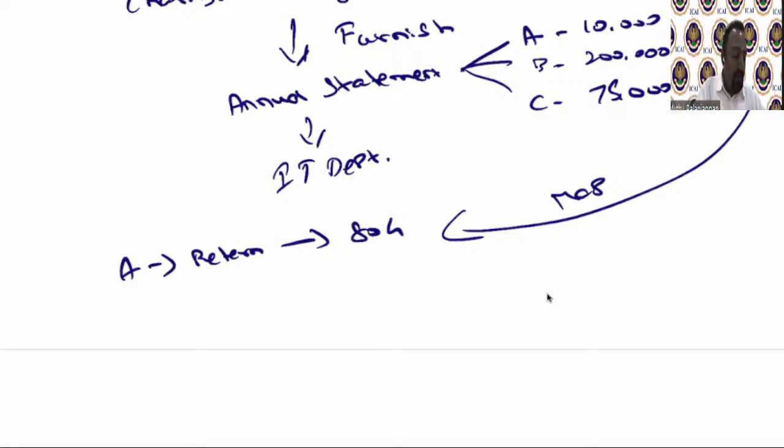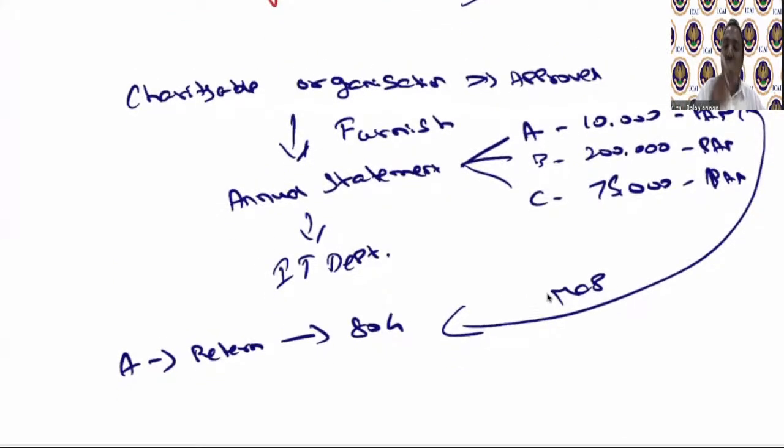Clear in this concept? So that's why I'm explaining the whole process. Basically, it is a charitable organization which is approved. They'll have to furnish this annual statement to the income tax department. What will they furnish? They'll furnish the list of persons who have provided donation along with their PAN. Now this will get linked to the particular assessee based on the PAN. Like he will claim, I have given to this organization. Let's take this for example. I will specify the PAN of the charity saying I have donated 10,000.